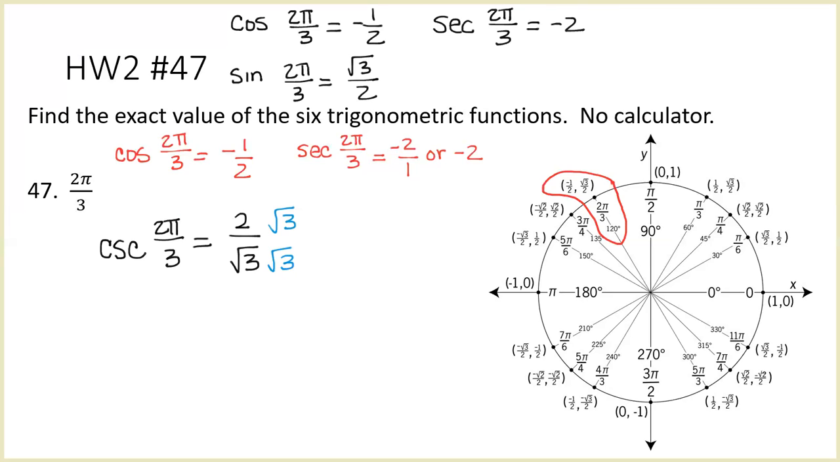So when we do this, we get 2√3 over the square root of 9, because 3 times 3 is 9. And that's a perfect square, so it just becomes a 3. So we no longer have a square root in our denominator. So the cosecant of 2π/3 equals 2√3 over 3.